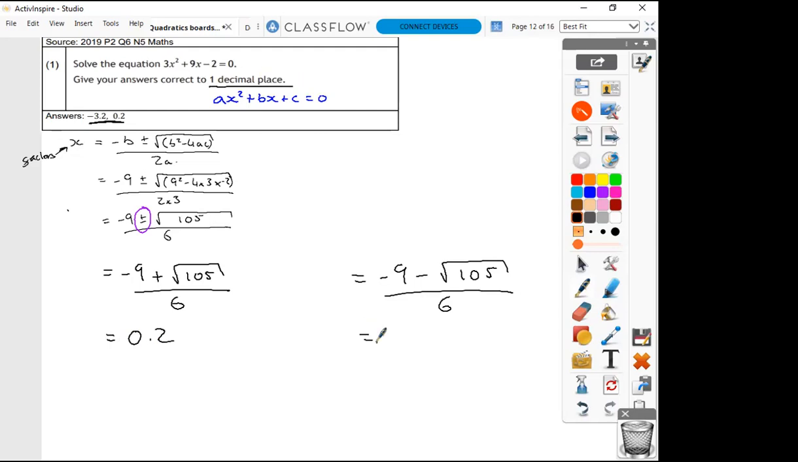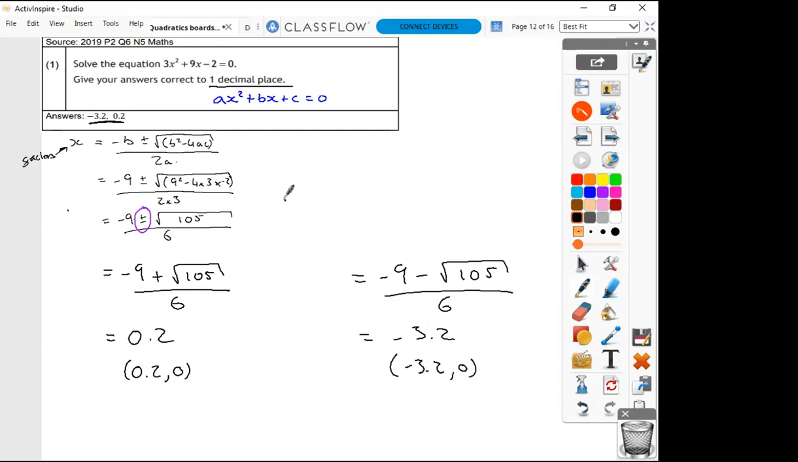Okay, the second one. We're going to minus instead of plus. We're getting -3.2. Okay, so that's our roots of the equation. If we were asked for the coordinates, where it cuts the x-axis, the coordinates would be (0.2, 0) and (-3.2, 0).